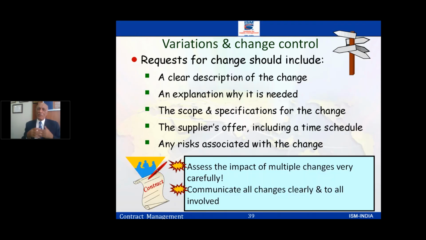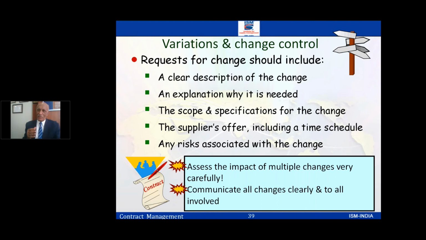Now when we are making a request for a change, one must put down in writing a clear description of the change and an explanation of why it is needed, the scope and the specs of the change, and the supplier's offer, including a time schedule. You can't say, guys, make this change, make that change, and then later everything is delayed and you start blaming the supplier. You have to ask, okay, I'm making this change, what is the impact on delivery? So get it in writing, so it is documented.